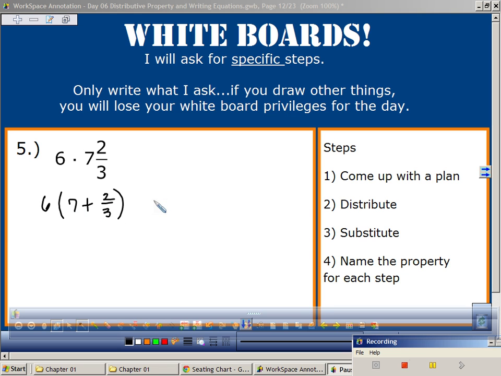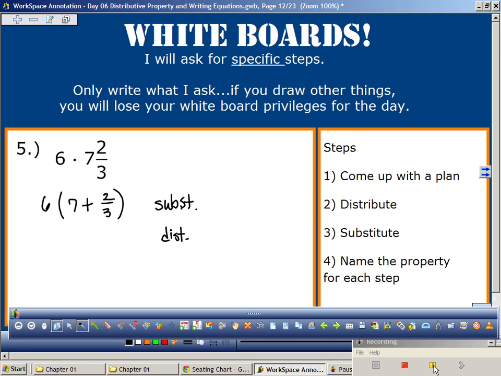What property was that again? Going from 7 2/3 to 7 plus 2/3. I'm not distributing yet. I didn't move anything. Substitution. Good. That's right, substitution like that. All right, so now, what would be my next step? Distribute. Excellent. So show me the distributive step.